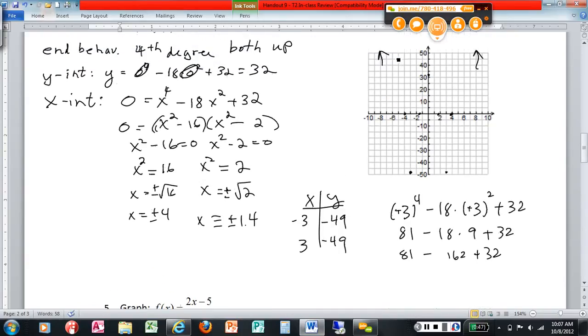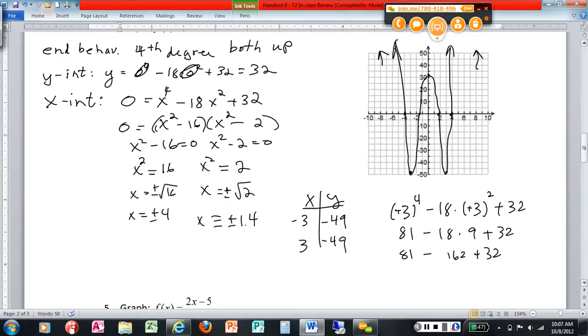Both ends are up, so here we go. Connect the dots here. Down, back up, get my y-intercept, down, back through my x-intercept, through that point, and then back up. Okay. All right. Those should be a little straighter, but bear with me there. Okay? All right. Question or concern?